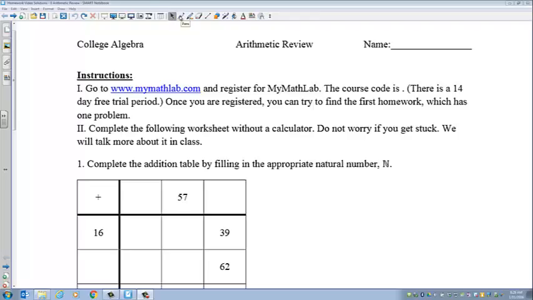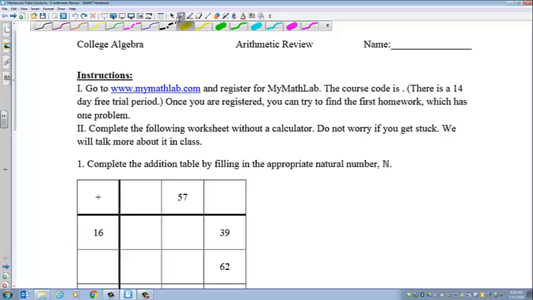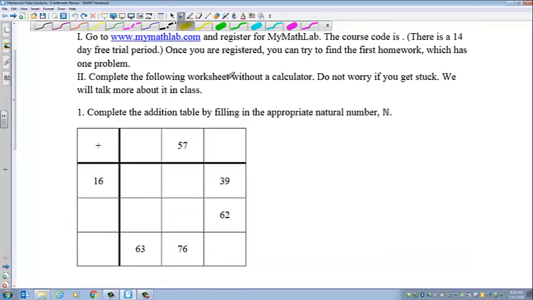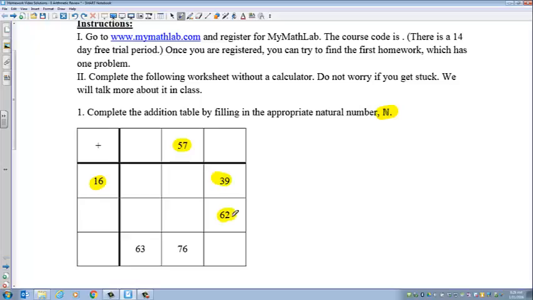Alright guys, so today we're going to do this arithmetic review and we'll take a look at this addition table and we want to fill in the appropriate natural number. And so here you see we have an addition table. You have 57, 16, 39, 62, 76, and 63, and we want to use these numbers to fill in the missing numbers. It's actually pretty simple to do.